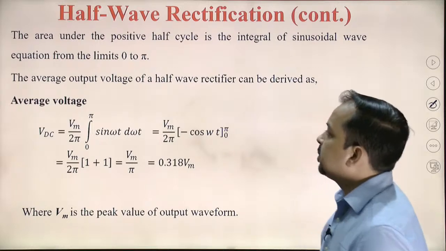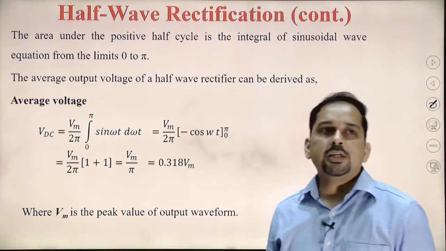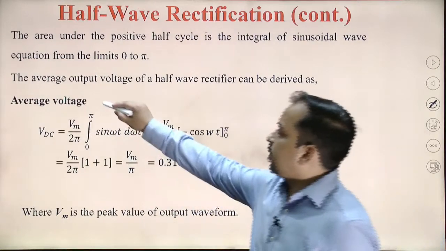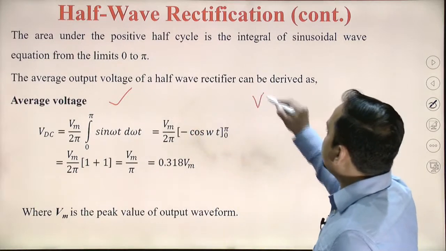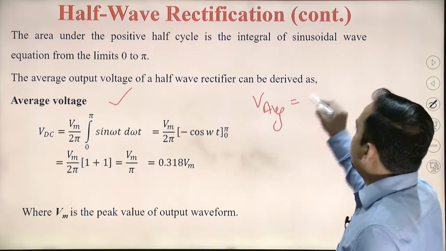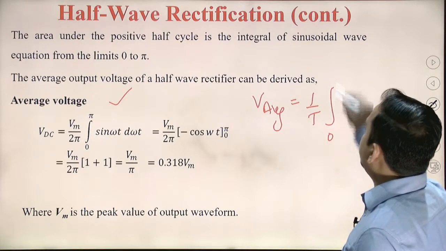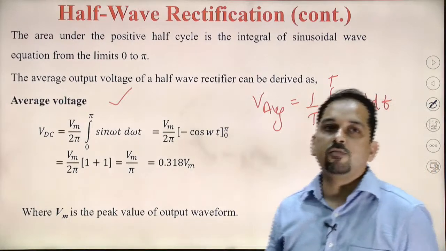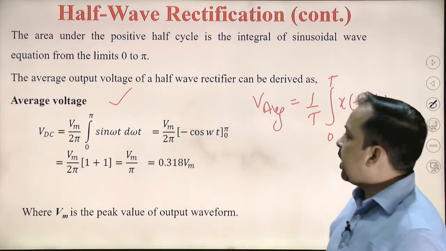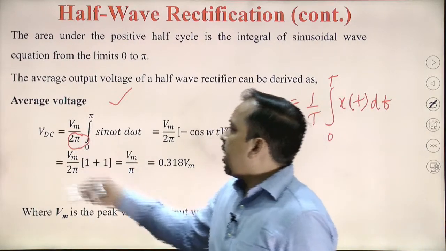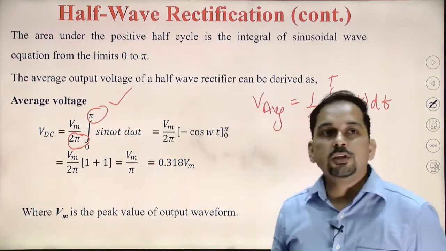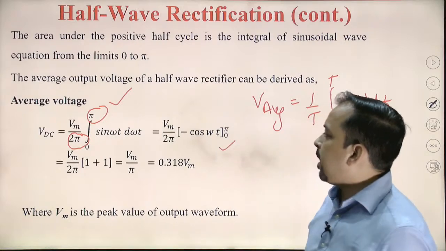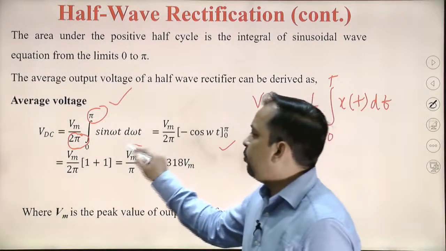The next parameter here is the average voltage. We can calculate the area under the curve of the output waveform, and it will give us the average voltage. So for V average, we have a general relationship: 1 by T times the integral from 0 to T of x(t) dt. It gives the area under the curve of the waveform. Here the time period was 2 pi and the signal exists for only 0 to pi. So on integrating this over the limit pi, we get Vm by pi.